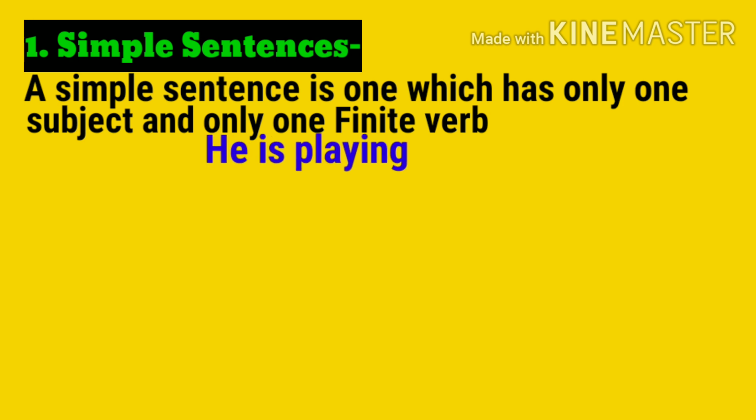For example, he is playing. He, this is subject, right? Is playing, this is the finite verb. Finite verb means the main verb. Okay, it shows a definite relation with the subject and is also marked for tense. Like with he, we will use what? Is playing. If it will be they, then we will use are playing. If it will be I, we will use am playing. So it is marked for tense as well.